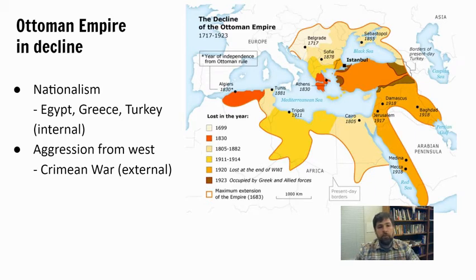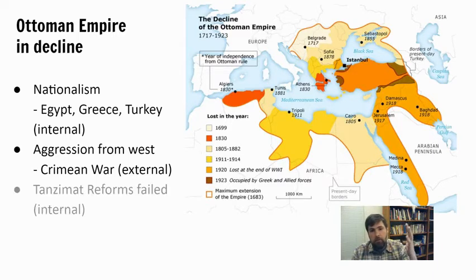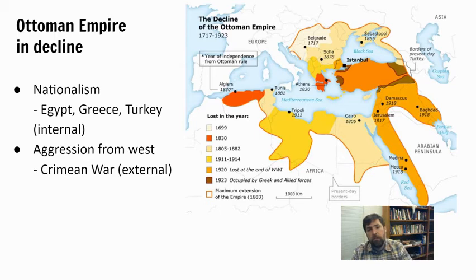Then you end up with aggression from the West, which is similar to what we talked about just a minute ago. In this instance, it takes the form of the Crimean War, where the Russian Empire is interested in establishing control over ports in the Black Sea so that it can have a warm water port connecting it to the Mediterranean. And so the Russian Empire tries to take land away from the Ottomans. The only reason the Ottomans are able to prevent the Russians from being successful is because they have the support of Britain and France in that particular war.